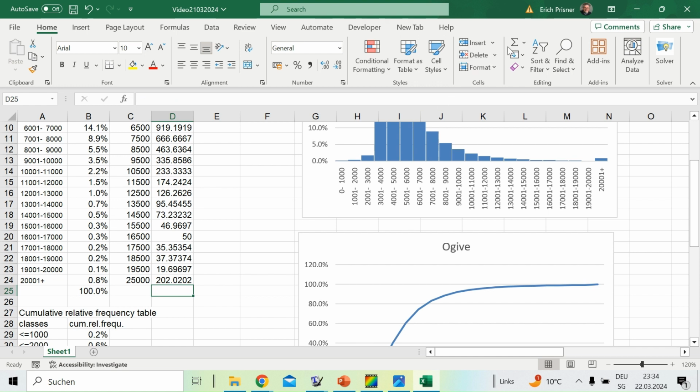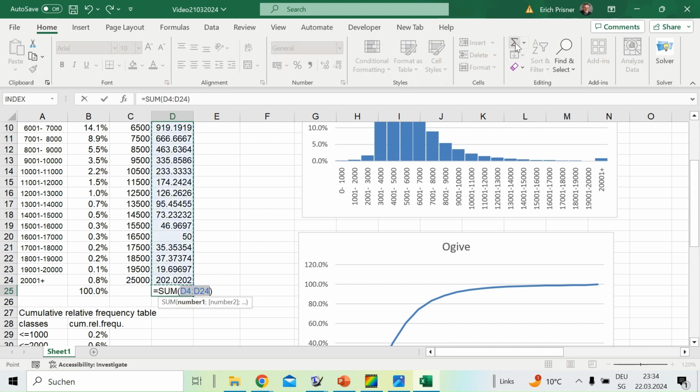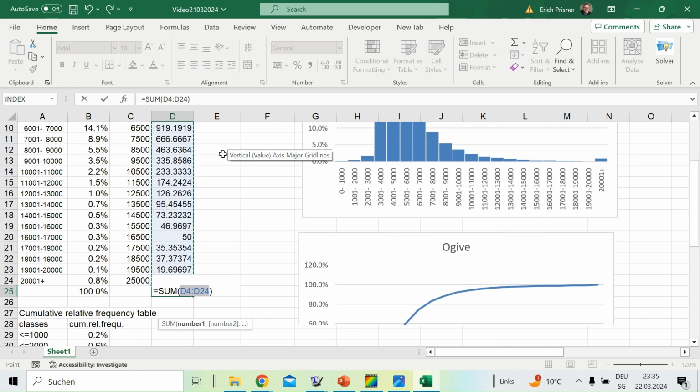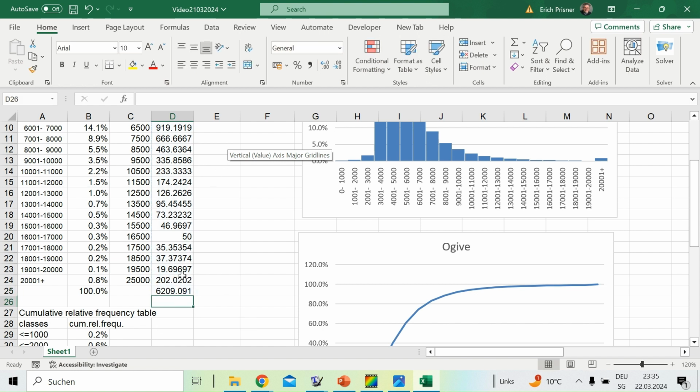Again, how do we do this? AutoSum again. Remember AutoSum. And we click on this one. And Excel says, do you want to add these numbers? And yes, that's exactly what I want. So you should always check whether the range is correct. Click Enter. And here is my average income of female full-time employees in Switzerland 2022. So I highlight this one. 6,209 Swiss francs per month is the average. So maybe I label it below. This is my mean.